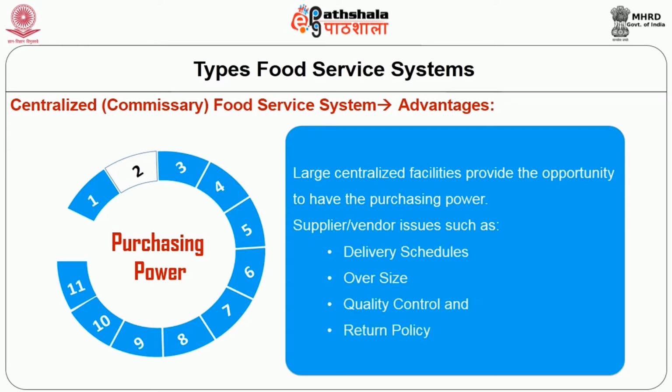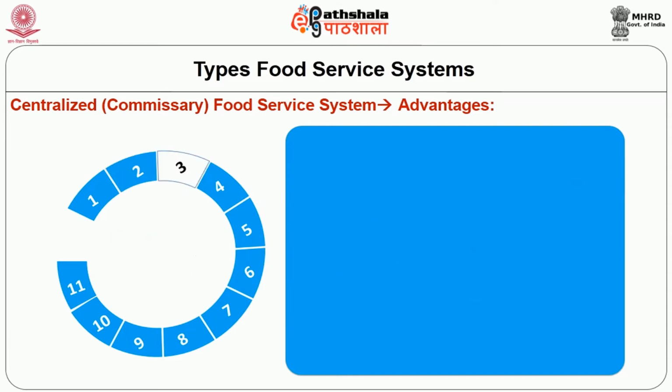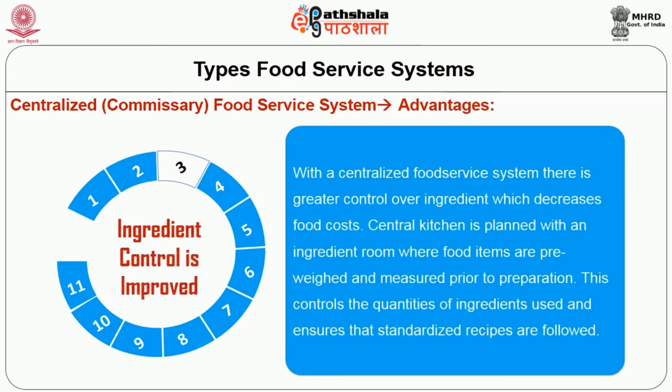The supplier or the vendor issues such as delivery schedules, size, quality control and return policy may be reduced or eliminated. The ingredient control in this system can be improved. With a centralized food service system, there is greater control over ingredients which decreases food costs. The central kitchen is planned with an ingredient room where food items are pre-weighed and measured prior to preparation. This controls the quantities of ingredients used and ensures that standardized recipes are followed.